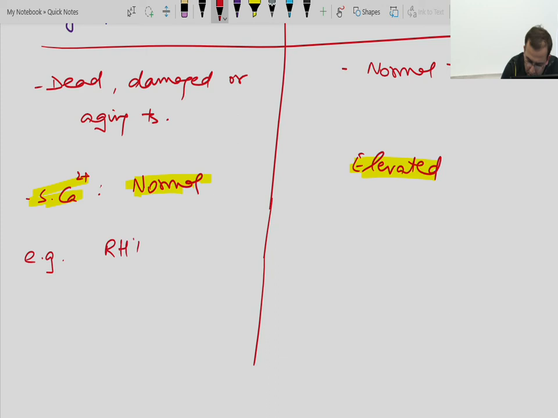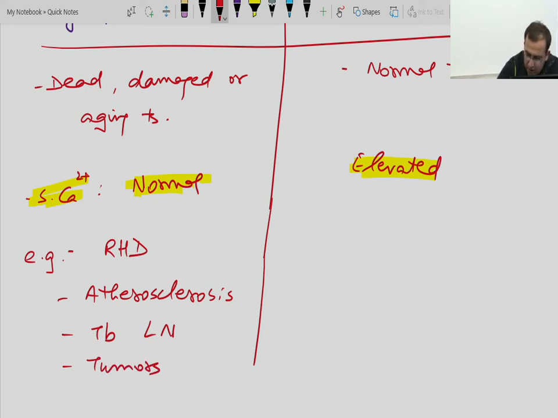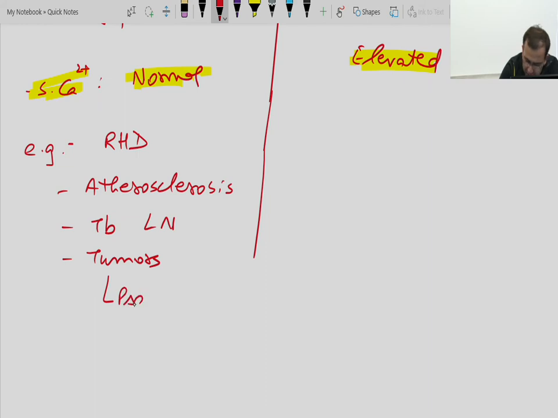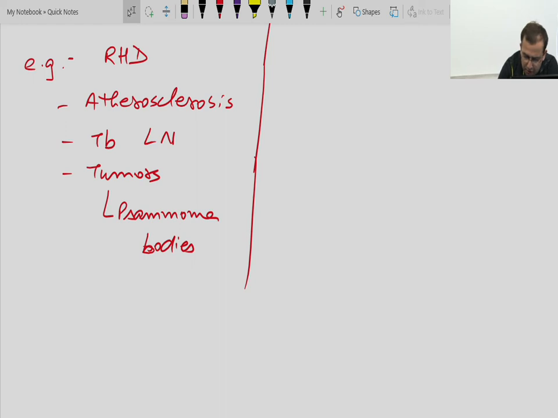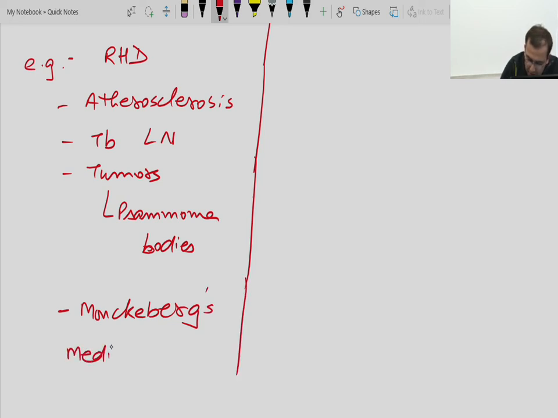Next point, dystrophic calcification examples: rheumatic heart disease, atherosclerosis, TB lymph node, tumors. We have seen the list of tumors which are associated with psammoma bodies. We just made it in the previous list: PTC, papillary thyroid carcinoma, serous cystadenocarcinoma ovary, RCC, mesothelioma, meningiomas, whatsoever. Next, Mönckeberg's medial sclerosis. These are the diseases associated with dystrophic calcifications.